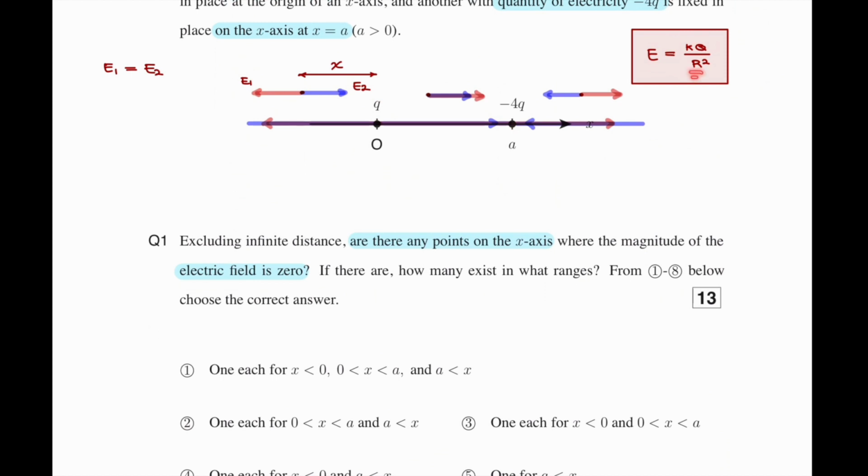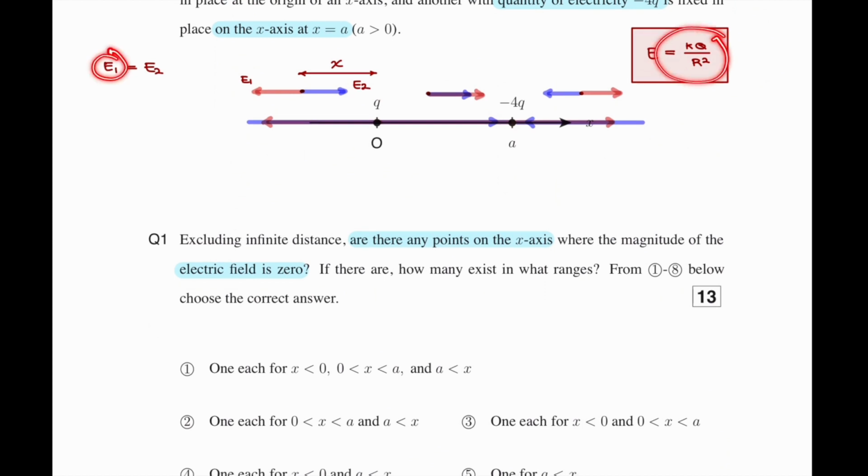That is r. So if I want to calculate E1, I can use this equation: k times Q1. Q1 is Q. Remember, E1 is the electric field produced by Q, so the charge is Q over r squared, the distance from Q to this point, basically x squared, must equal E2. E2 is the electric field produced by negative 4Q.